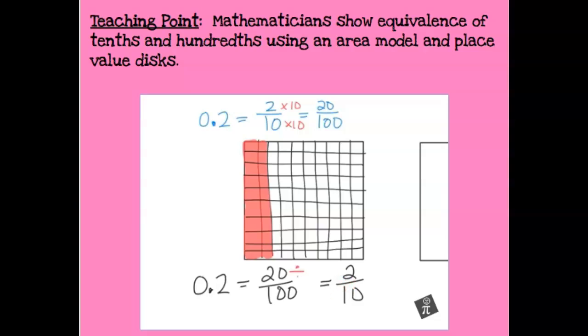we can divide both by 10, and we end up with 2/10. So 20 hundredths, when you divide the 20 by 10 and the 100 by 10, the numerator and the denominator are each being divided by 10, you get 2/10. So we can find equivalence by multiplying both the numerator and the denominator by 10, or we can find a relationship, an equivalence, by dividing both the numerator and the denominator by 10. And that's a really powerful technique, this multiplying and dividing idea.